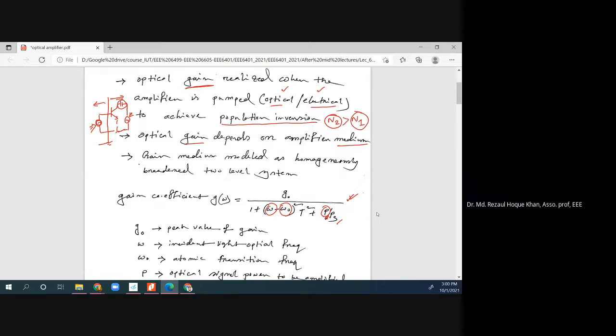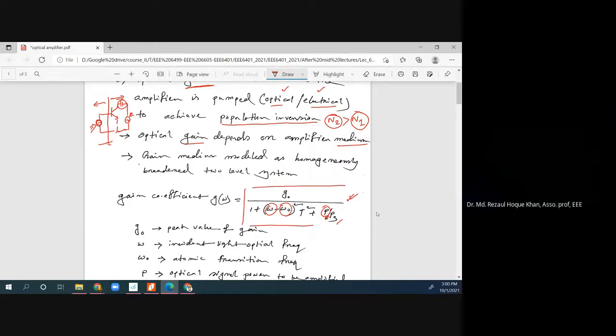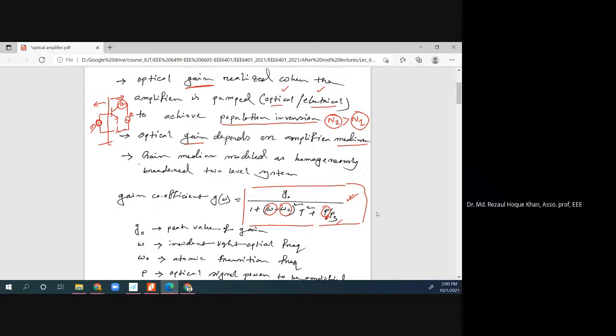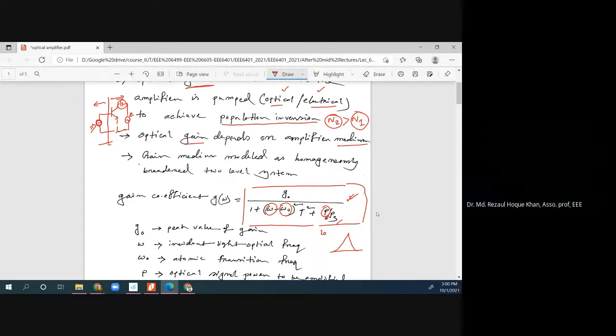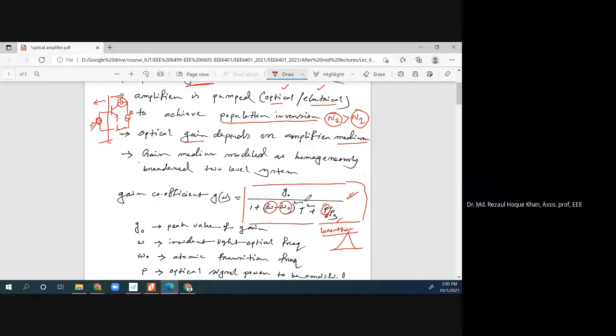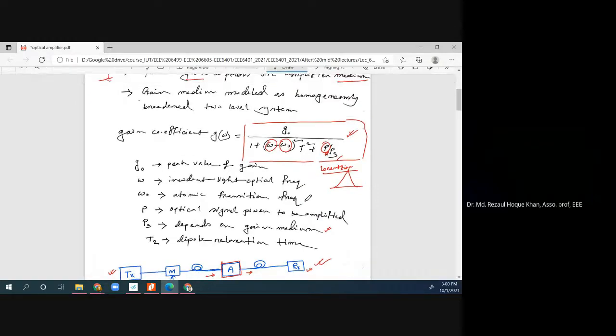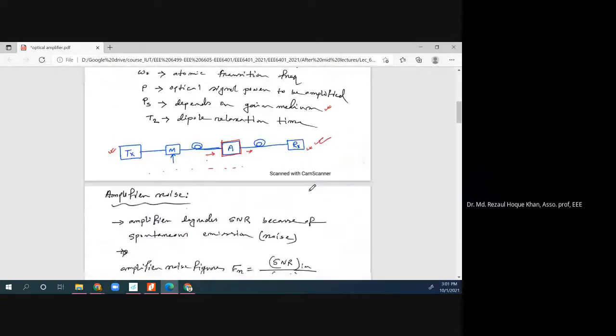Now if we plot this equation, it will give us this gain coefficient. We'll see when we describe the system that this kind of equation gives us a Lorentzian distribution. Lorentzian. Remember this word. It will come later when we discuss the system diagram.